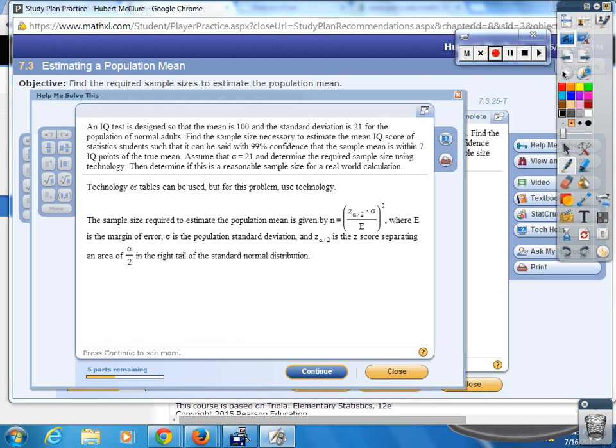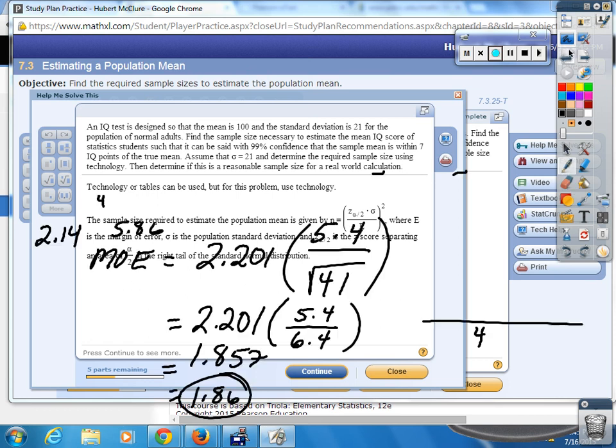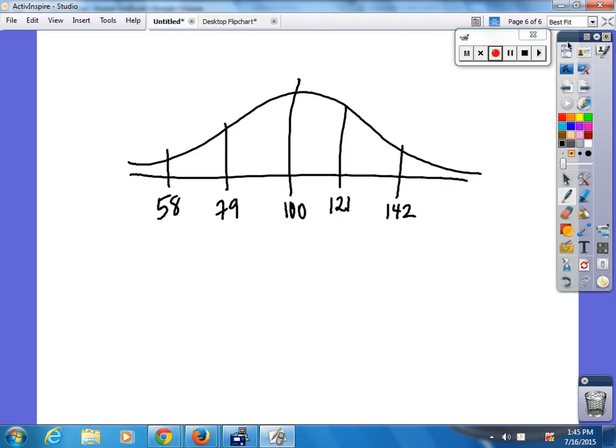What is this? IQ test. Find the sample size necessary to estimate the mean IQ score of a statistics student such that it can be said with a 99% confidence level. So you go to your handy dandy page and you say 99% confidence level equates to alpha being what? What's the complement of 99%? 0.01. Good. Therefore, alpha over 2, what's half of 1 cent?